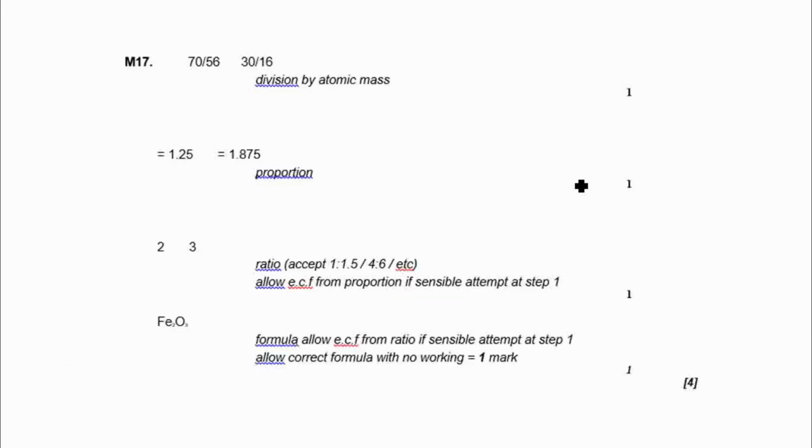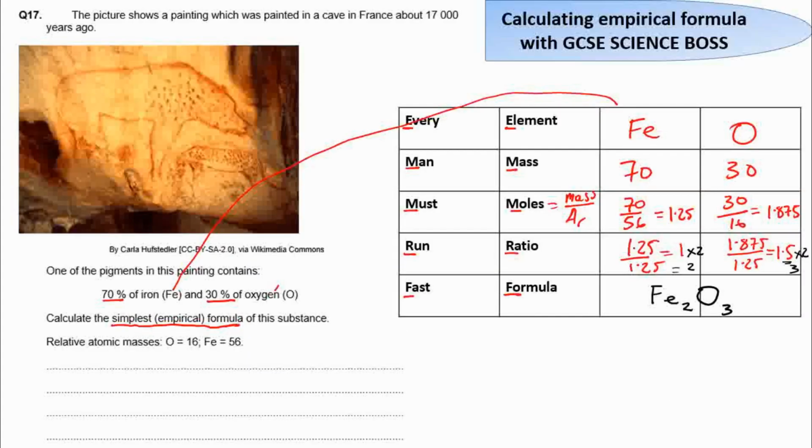You can see here it is worth 4 marks. You can see exactly what you're getting your marks for. Just follow GCSE Science Boss 5-step program. Every man must run: element, mass, moles, ratio, and formula.